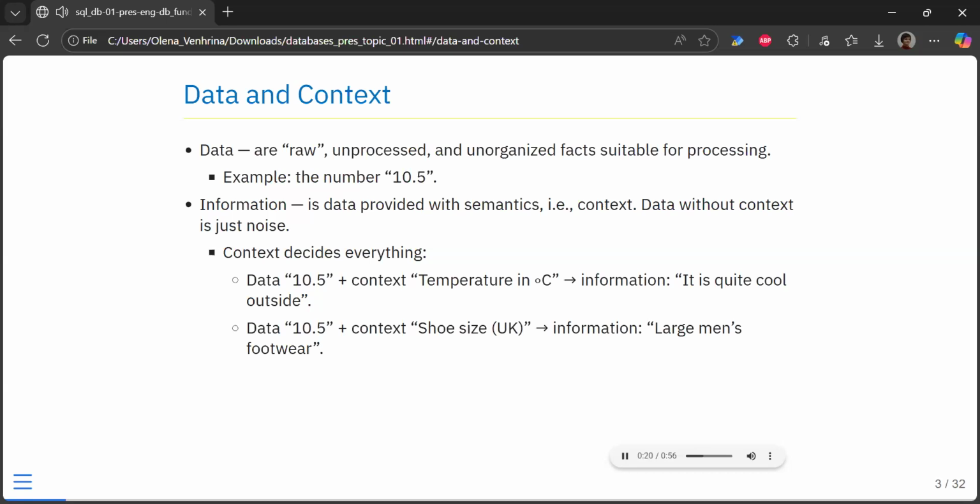And this context, or semantics, is the key aspect that turns data into information. Look at the example. If I add the context that 10.5 is temperature in degrees Celsius, these data instantly become information. It is quite cool outside. But if I change the context and say that it is shoe size in the UK, the same data 10.5 becomes completely different, but equally meaningful information. This is large men's footwear. This path from a simple fact to meaningful information and knowledge describes the classic model, which we will consider on the next slide.